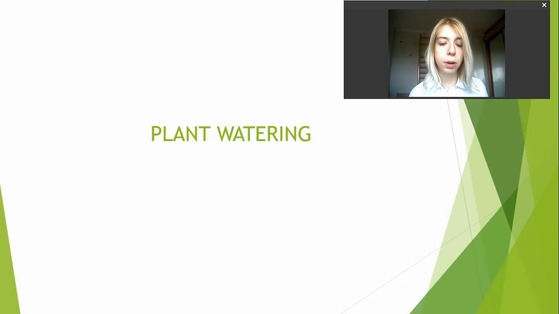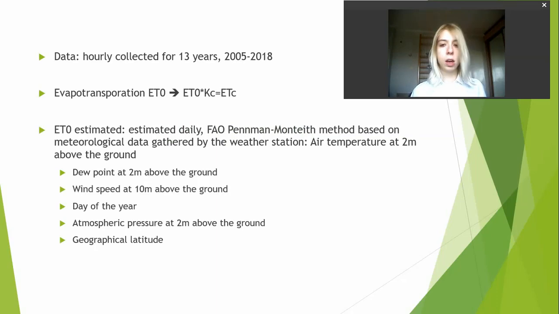The methodologies used in this paper are now going to be discussed. We have 2 experiments done. They are predictions made for plant watering and for fertilization of soil. First we're talking about plant watering. The data used in making these predictions is collected hourly, every day, for 13 years, from 2005 to 2018.